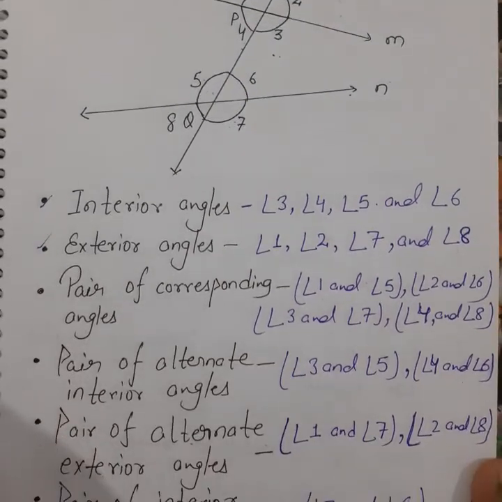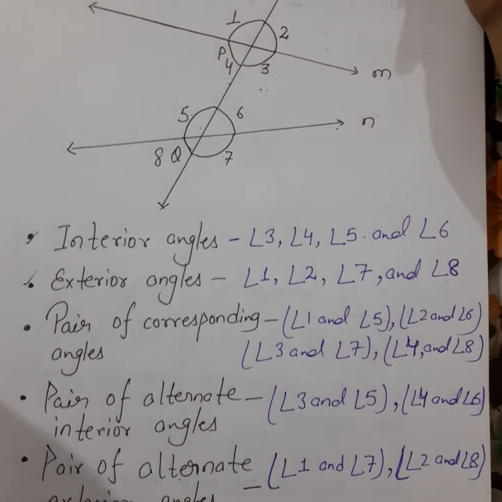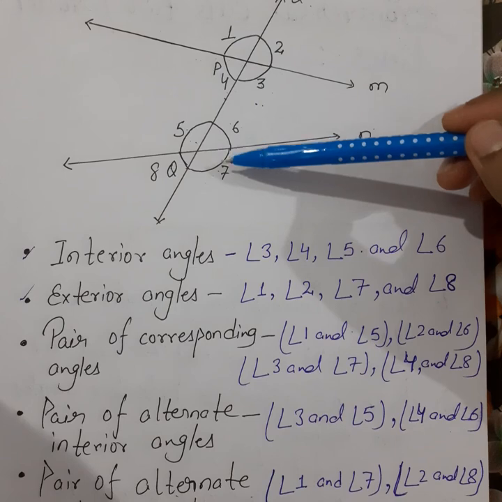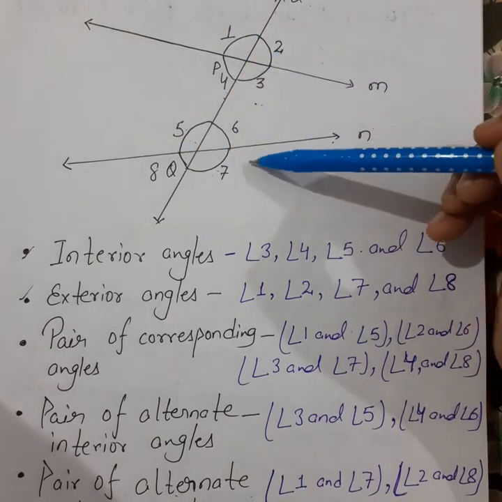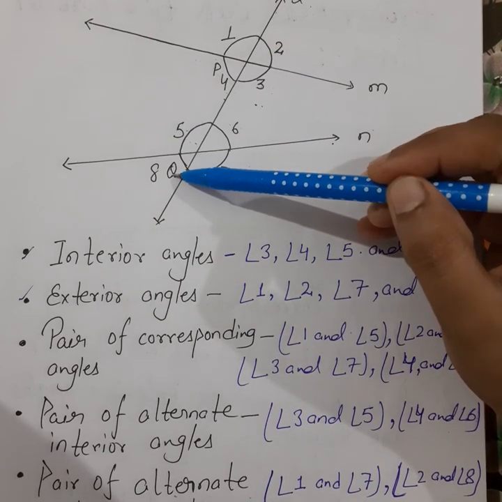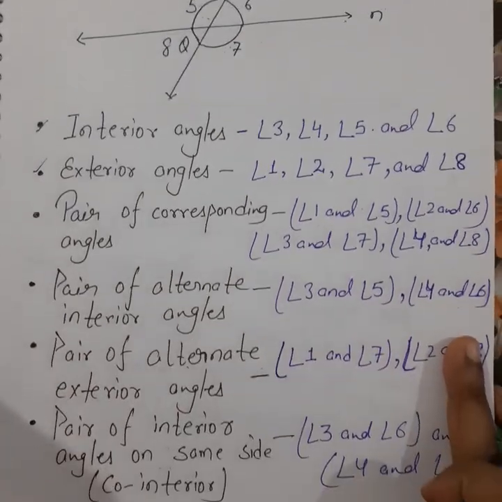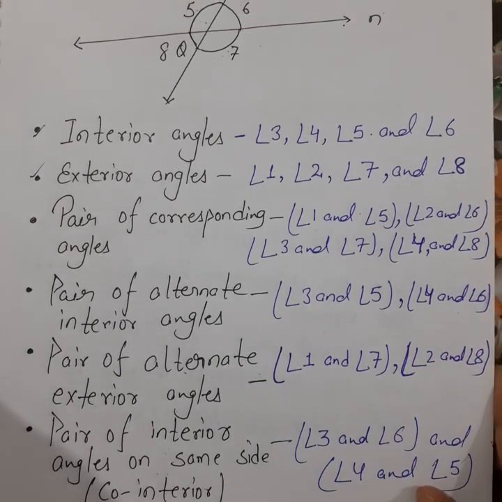Next is pair of alternate exterior. Pair of alternate exterior, 1 and 7, 2 and 8. Alternate exterior. Next is pair of interior angles on the same side.